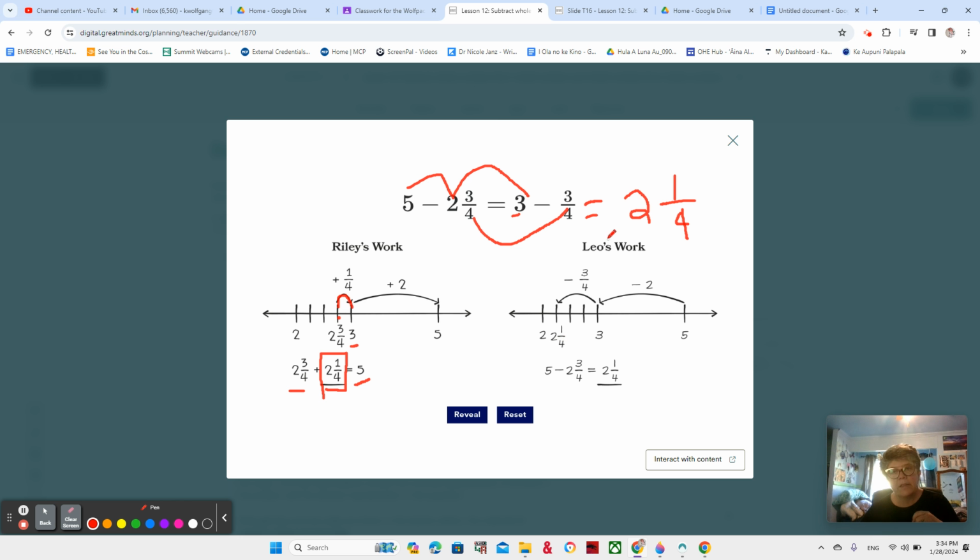Don't forget the 2, because we're not left with 1/4 of a pizza. We're left with 2 1/4 pizzas. Okay? All right. Excellent job.